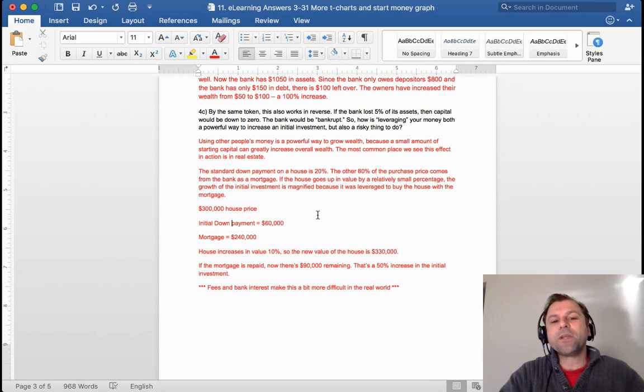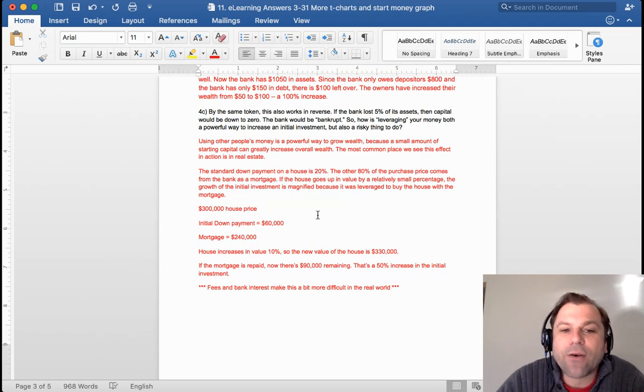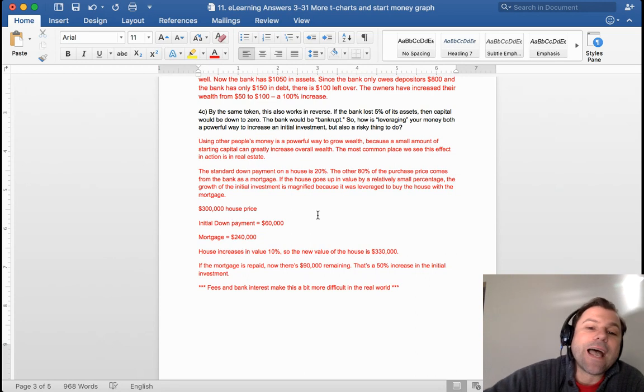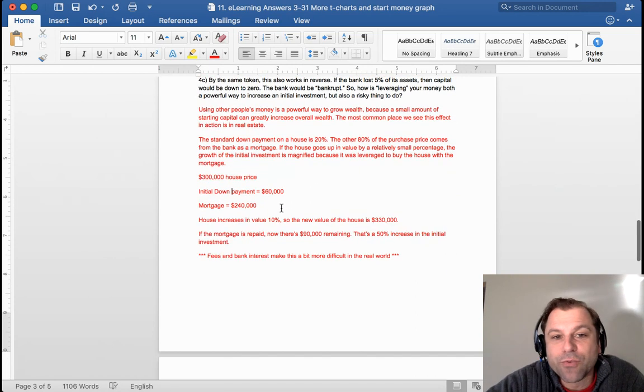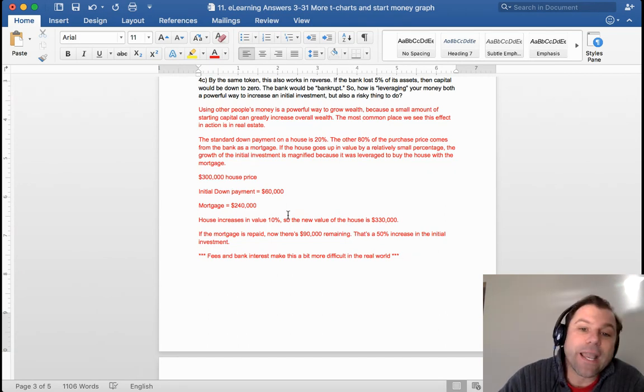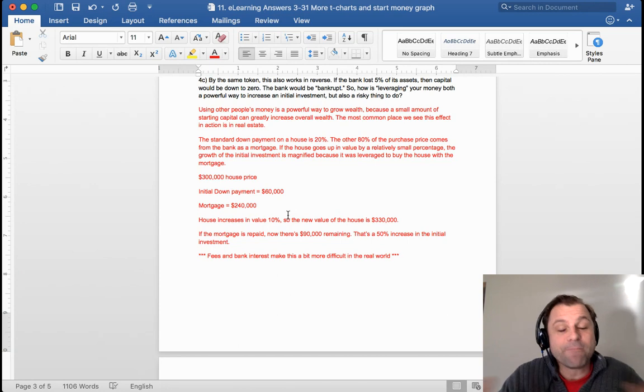So let's say we complete this transaction, and then later on, the home value increases 10%. So now, instead of being a $300,000 house, it's a $330,000 house. Now, the mortgage is repaid. The initial mortgage was $240,000. There's now $90,000 remaining. That's a 50% increase in the initial investment. I put down 60. I'm pulling out 90 after the home sale has increased. Hey, that's a great investment. I went up $30,000 on a $60,000 investment.